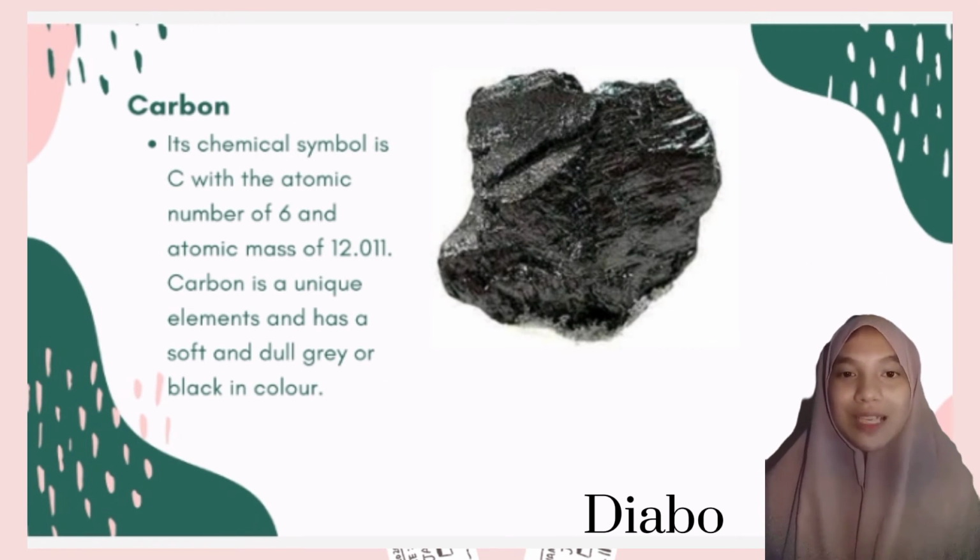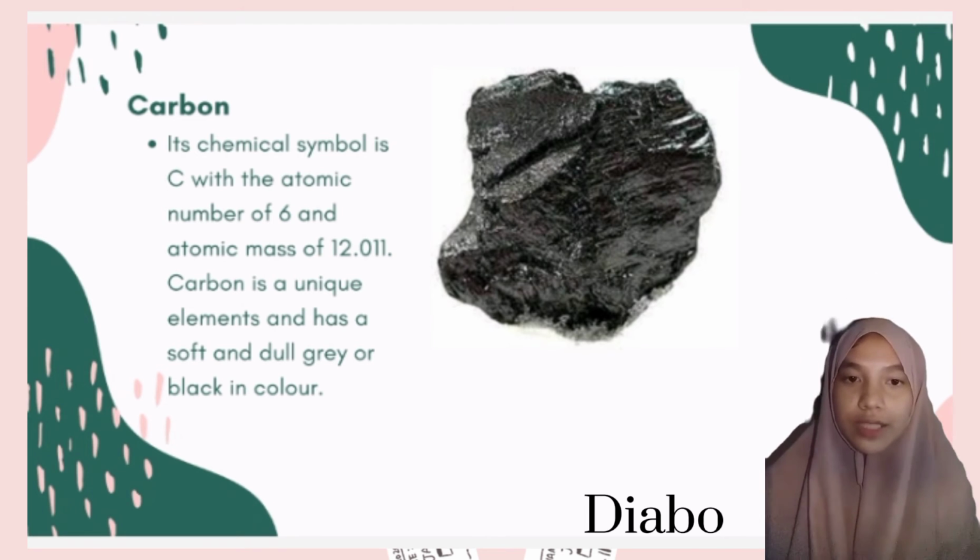Carbon. Its chemical symbol is C, with the atomic number of 6 and atomic mass of 12.011. Carbon is a unique element and is soft and dull gray or black in color. It also has low boiling and melting points and tetravalency, which helps in forming long carbon chains. It also doesn't conduct electricity.